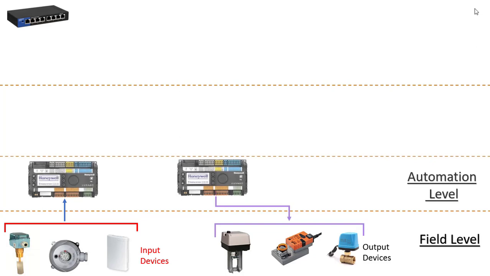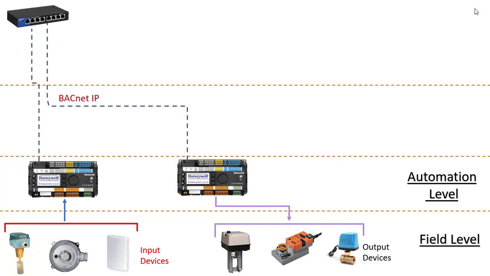In this architecture, we are using BACnet IP controllers on the automation level. These are XLWeb2 controllers from Honeywell. These controllers are directly connected to the network through the IP protocol, which is BACnet IP. As these controllers are communicating directly on the IP protocol, their response is much faster than BACnet MSTP or other serial network controllers.